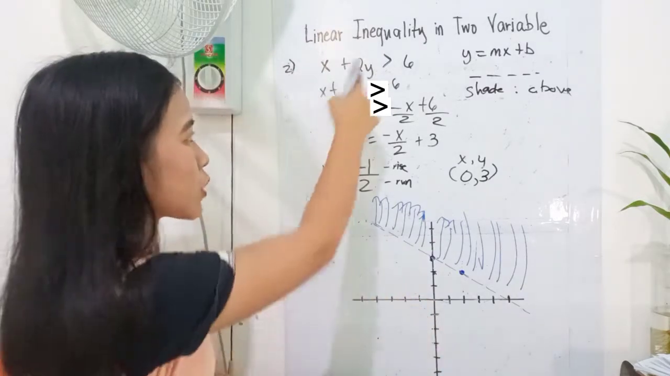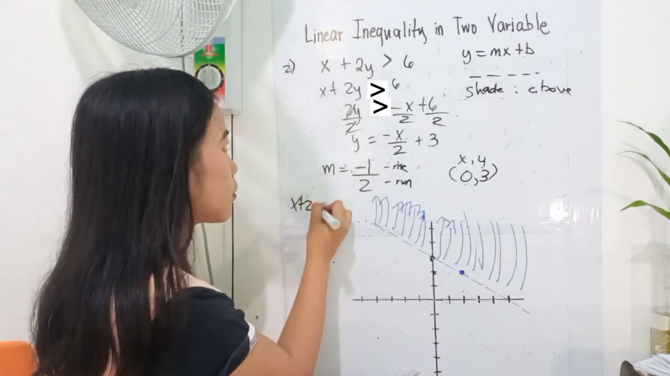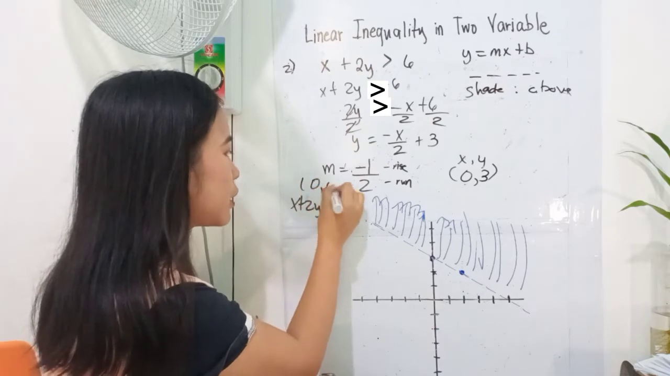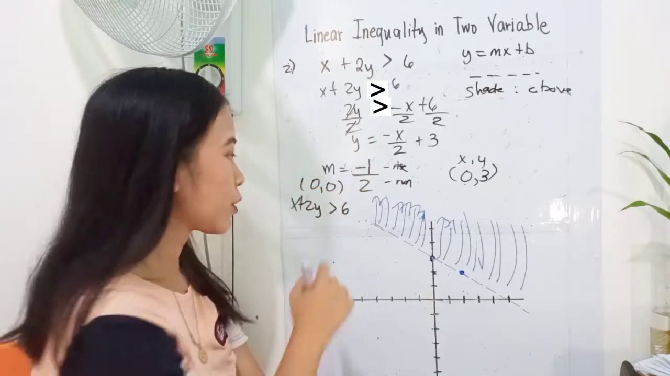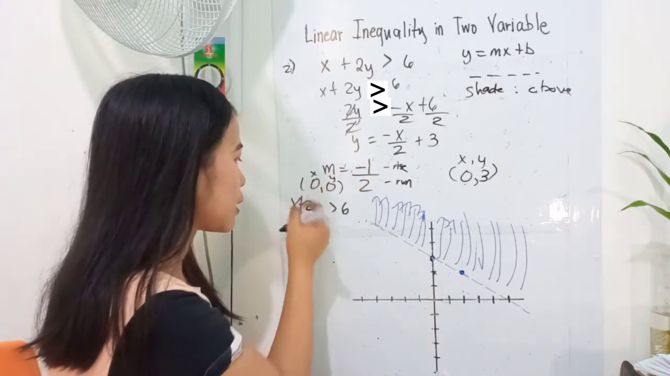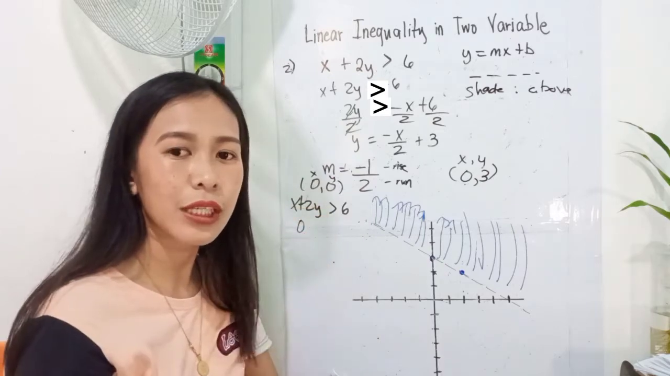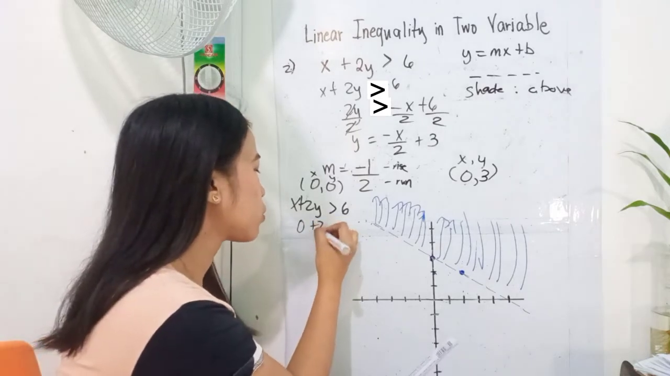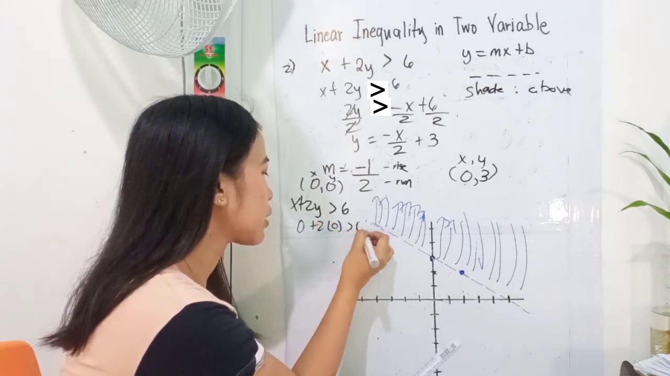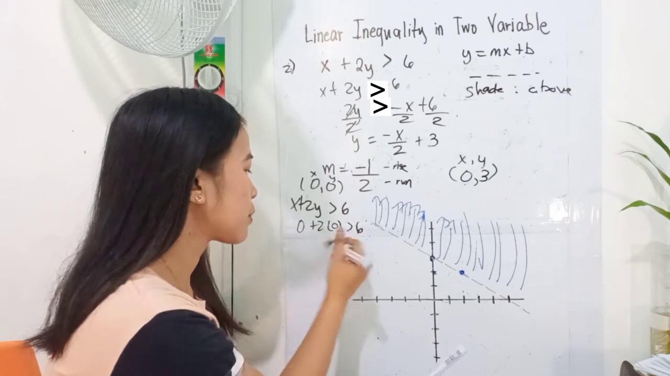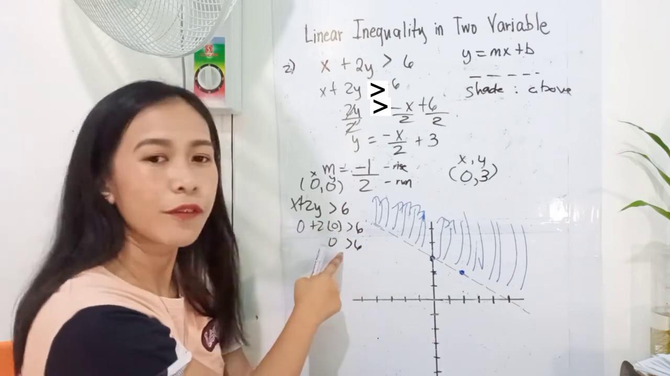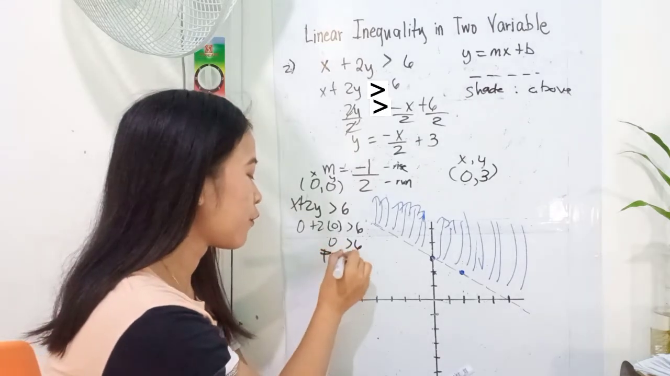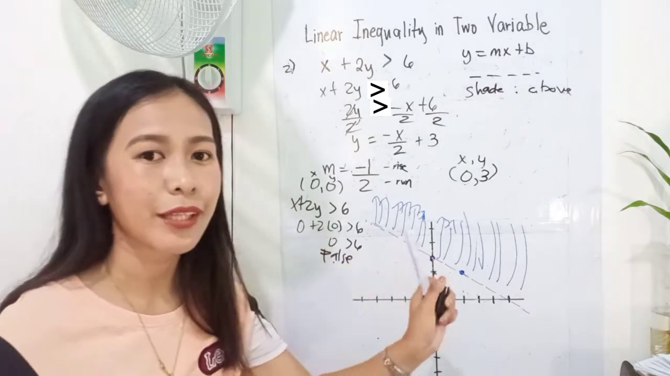Kunin lang natin si x plus 2y greater than 6. So, 0, 0 ang ordered pair natin. 0, 0. Ayan. So, ang ating x and y. X is 0. Isa-substitute nyo lang lahat ng value sa ordered pair na tinry nyo, okay? Plus 2 times 0 is greater than 6. So, 0 plus 2 times 0, that is 0. Is it true or false? 0 is greater than 6. True or false? False. Therefore, tama yung nagawa natin na graph.